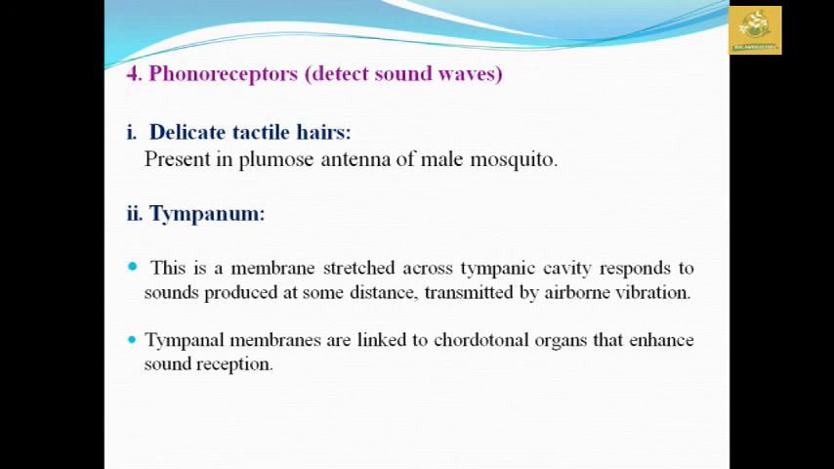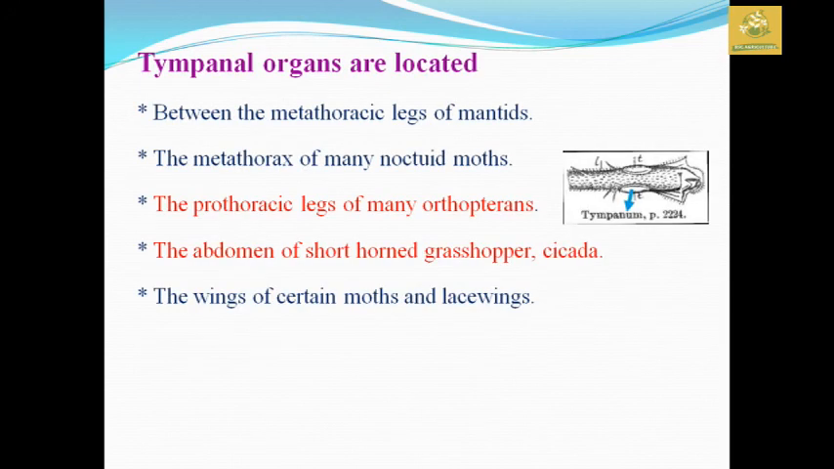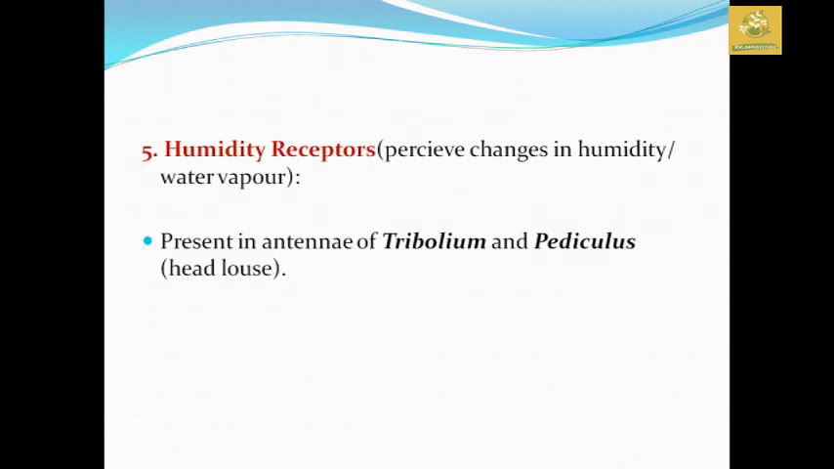These tympanal membranes are linked to the chordotonal organ to enhance sound perception in the insects. The tympanal organs are located between the metathoracic legs of mantids and on the metathorax of many noctuid moths, as well as the prothoracic legs of many orthopterans, the abdomens of the short-horned grasshopper and the cicada, and the wings of certain moths and lacewings. So that is where the tympanal organs are located.